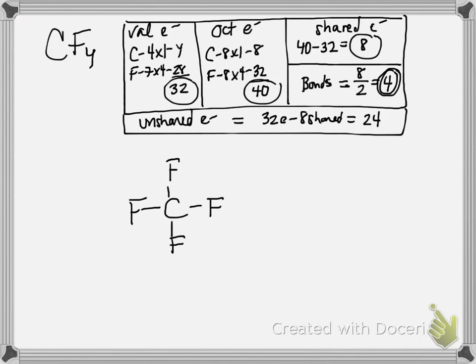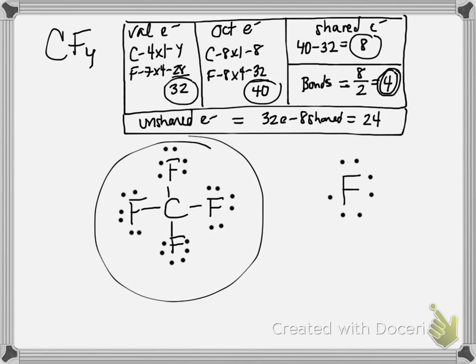We've hooked together the carbon and the 4 fluorines with single bonds, and now we're going to insert those 24 unshared electrons. This is where it's helpful to remember that before, fluorine looked like this, and we're going to assume that those have pretty much stayed intact. And that gives us 2, 4, 6, 8, 10, 12, 14, 16, 18, 20, 22, 24. That's our completed Lewis structure for CF4.